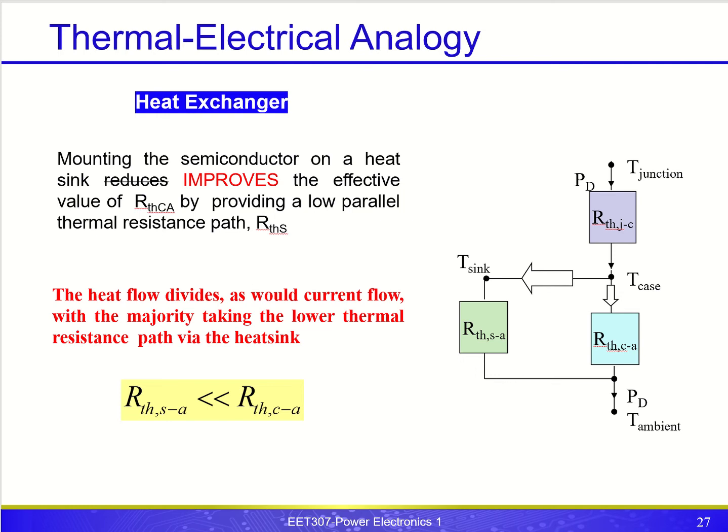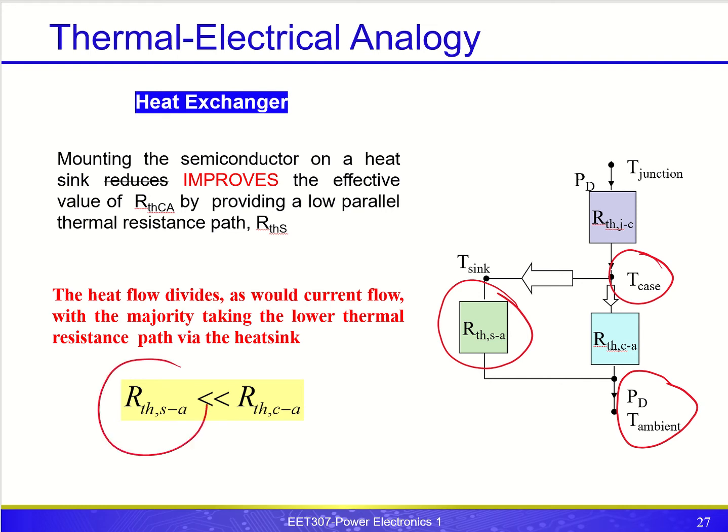According to the heat exchanger, the mounting of the semiconductor on the heat sink can improve the effective value of RTHCA by providing a low parallel thermal resistance path, RTH sink. So from the case to the ambient, to improve the effective value of the RTH, we provide the heatsink in parallel. According to this, the effective value of the RTH CA must be lower than the value of the RTH CA.